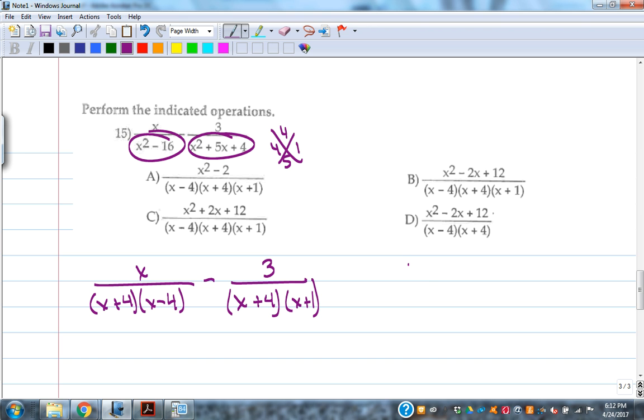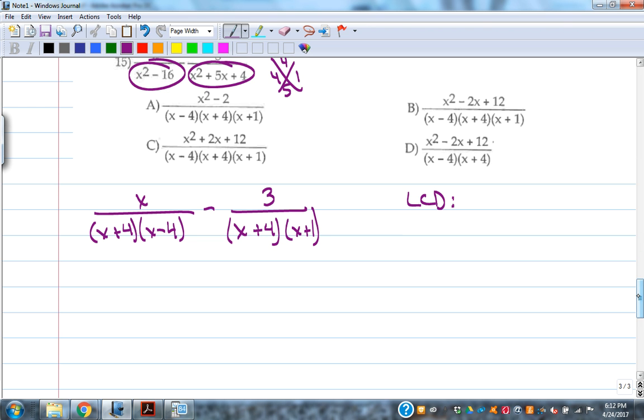Okay. Now, I've got to have a common denominator. Well, what part do they share? They share an x plus 4. Now the parts they don't share are x minus 4 and x plus 1. Remember, your memory just clicked with what to do. Okay, so what does the first one need on top and bottom? The second one needs. Good job.